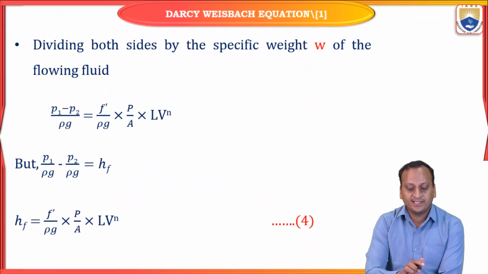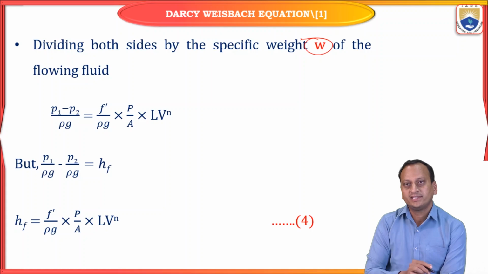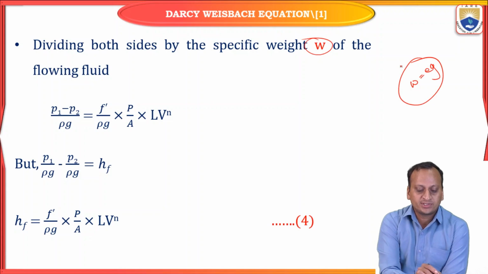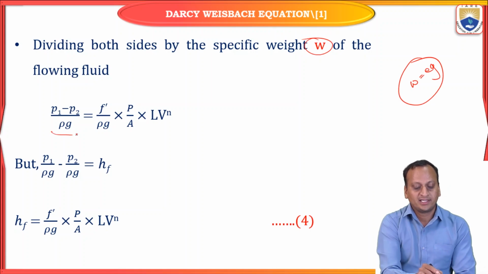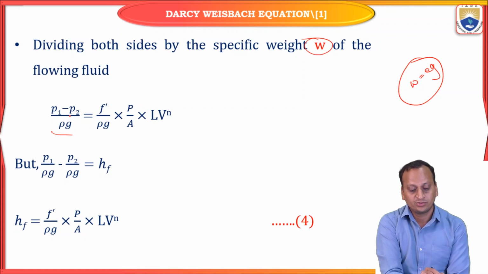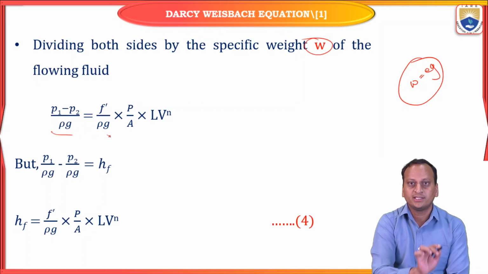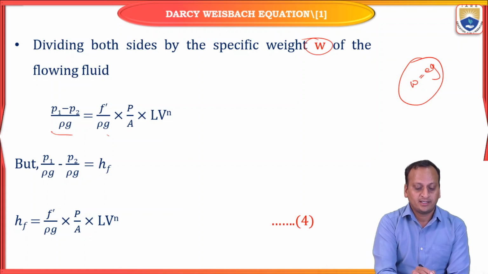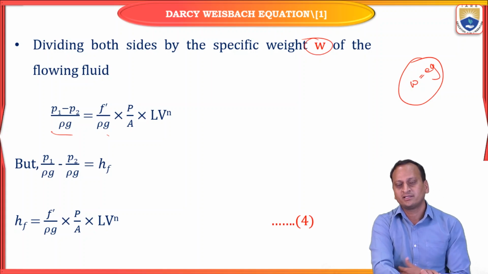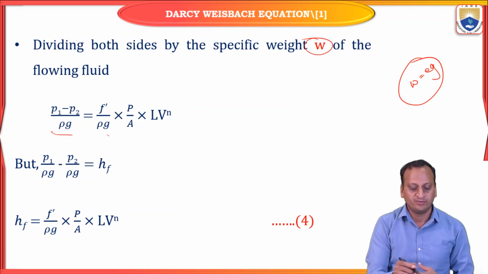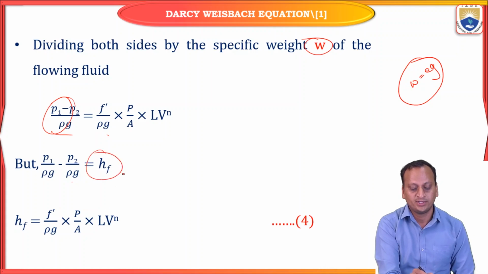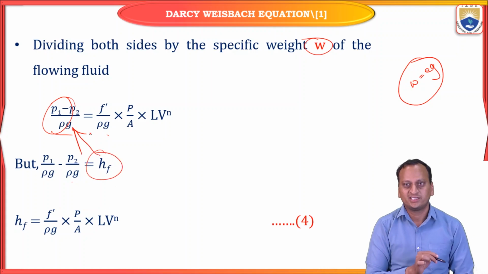Now dividing either side by the specific weight. The specific weight is equal to rho g. So dividing both sides by rho g, we get (P1 minus P2) by rho g is equal to f dash by rho g into P by A into L into V power n. Here, another consideration is that while applying Bernoulli's equation, we came to know that (P1 minus P2) by rho g is equal to hf, the loss of head due to friction. So now I am going to substitute the loss of head due to friction hf over here.